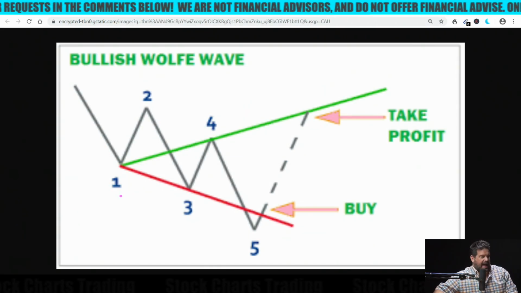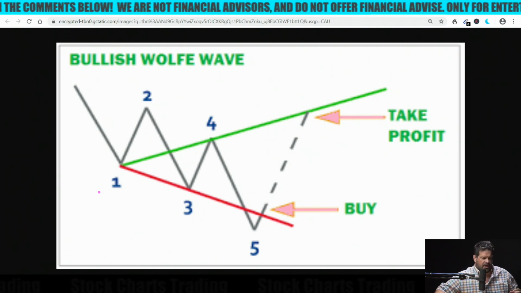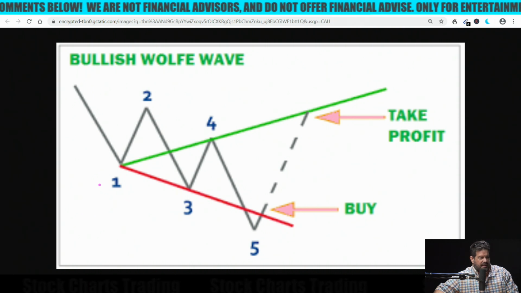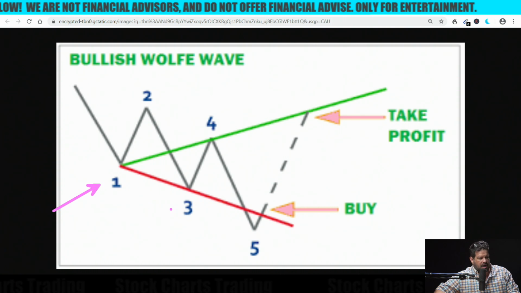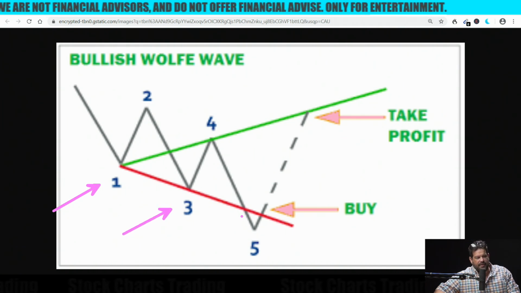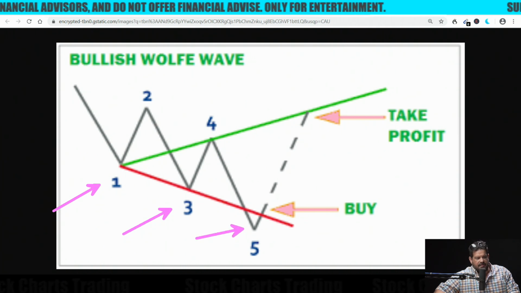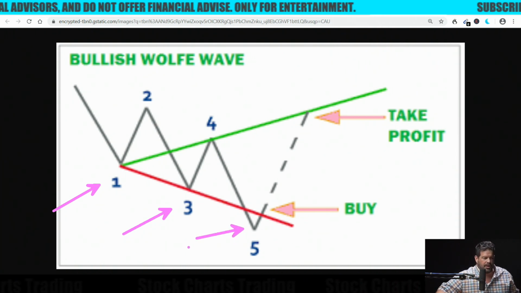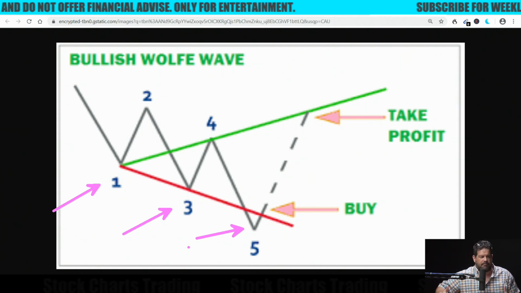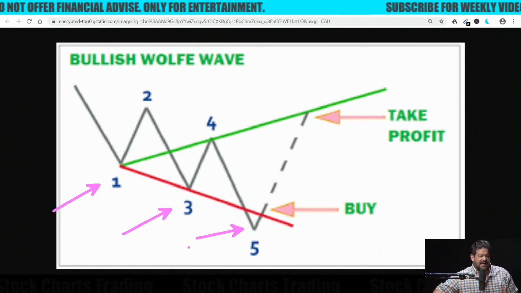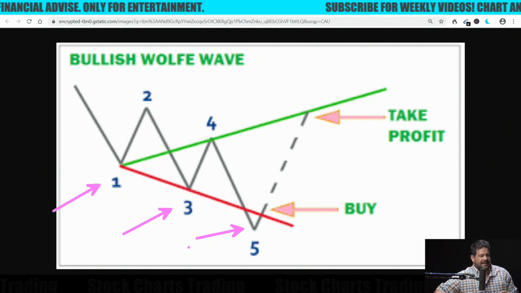And so right here we have a Wolfe Pattern, and it basically is developed by higher highs, higher lows. We can see that we have a low right here, number 1. We have a lower low right here, number 3. And we have a break of this little channel right here, number 5, making an even lower low. Because it broke down below that support level, it's basically saying this is your buy signal. Once it crosses back above, then you would get into that trade.